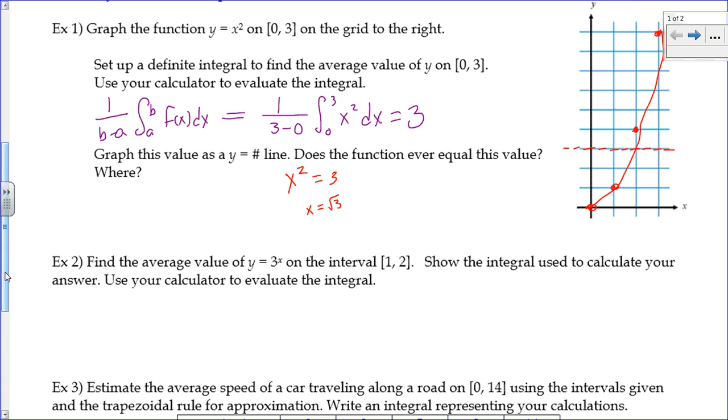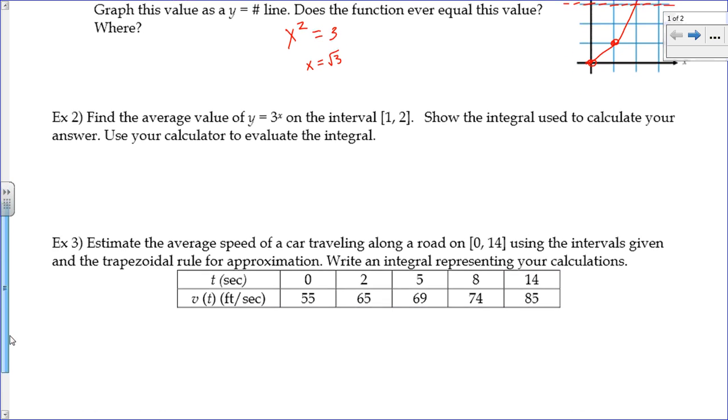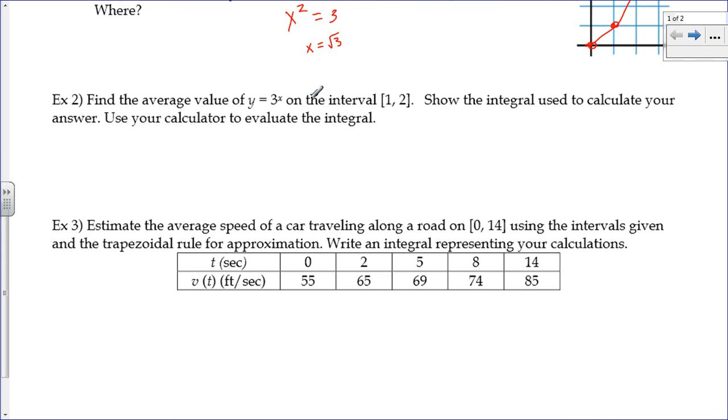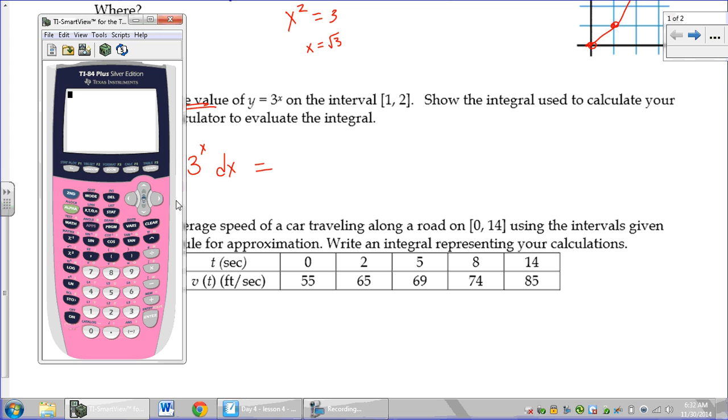All right. So, going a little faster here, find the average value of 3 to the x on the interval from 1 to 2. Show the integral. So, the average value, again, is really a formula. 1 over b minus a, so 1 over 2 minus 1, the integral from 1 to 2 of 3 to the x dx, which is just really 1 times the integral from 1 to 2 of 3 to the x dx. So take out your calculator, do the math 9 thing.